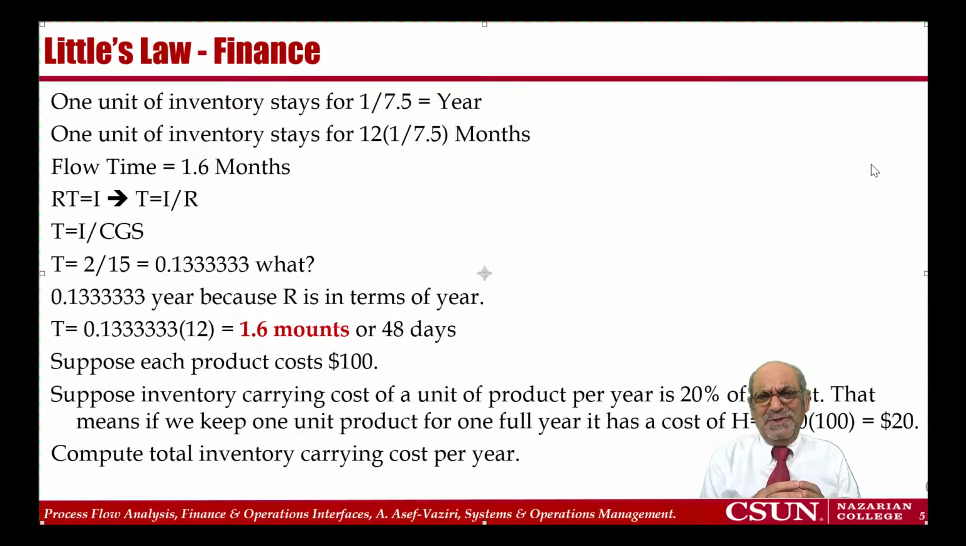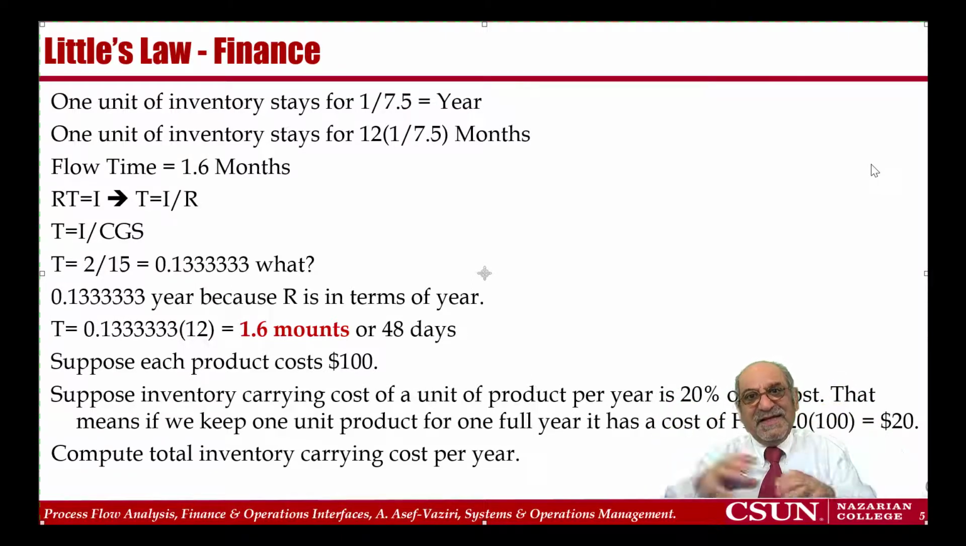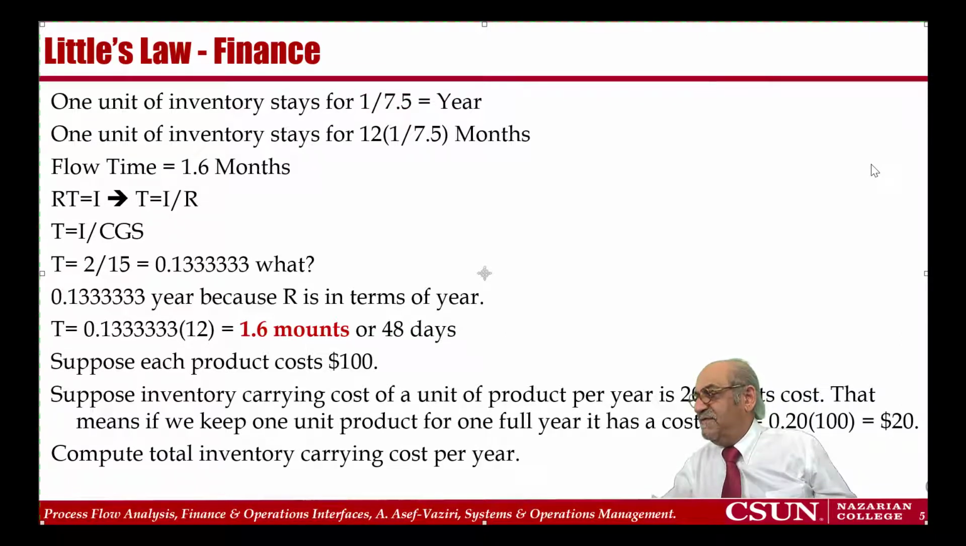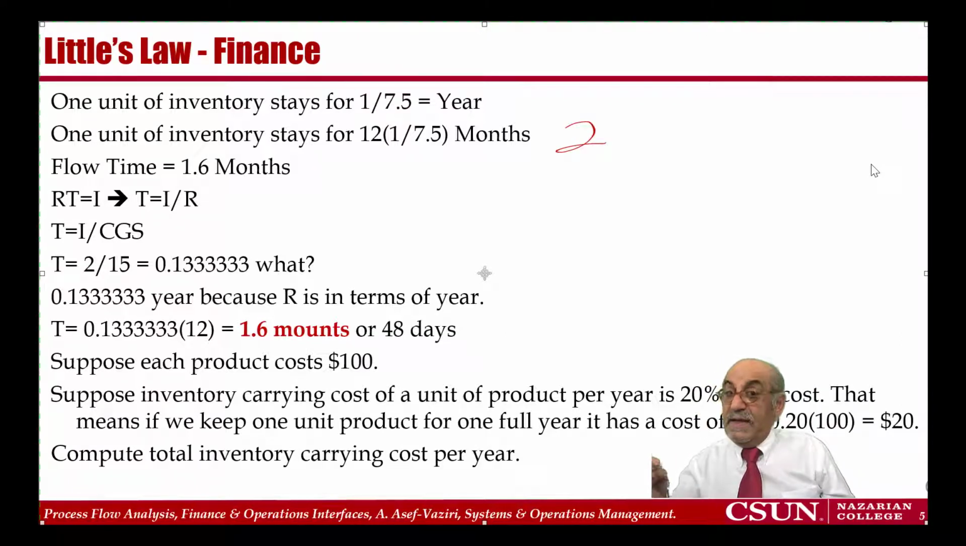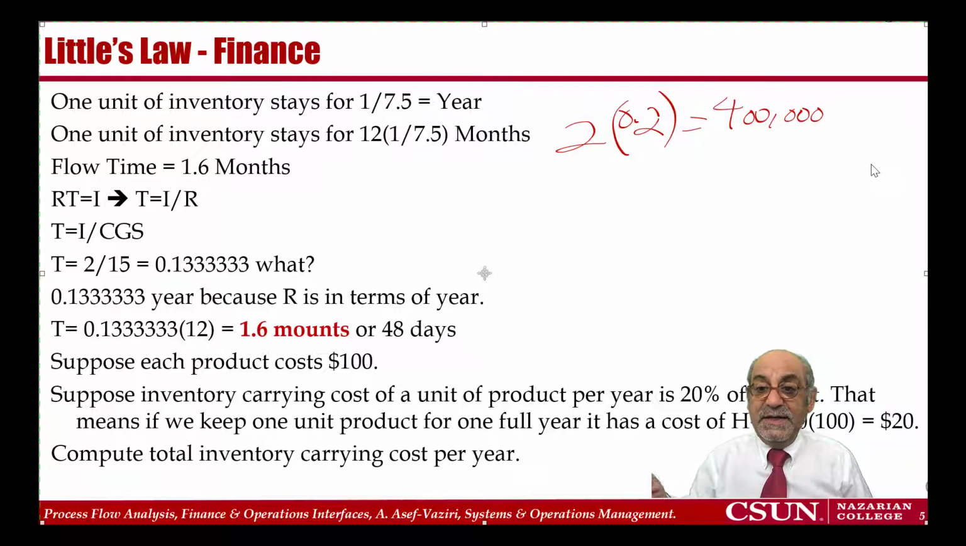There is a simple way to do it, and there is also a difficult way to do it. The difficult way is useful to understand Little's law, to see something from different angles. Let me explain both of them. The first one is we have $2 million inventory. This is our total inventory. Inventory carrying cost is 20% of cost of inventory. $2 million cost of inventory, 20% of it carrying cost, that is $400,000 is inventory carrying cost.